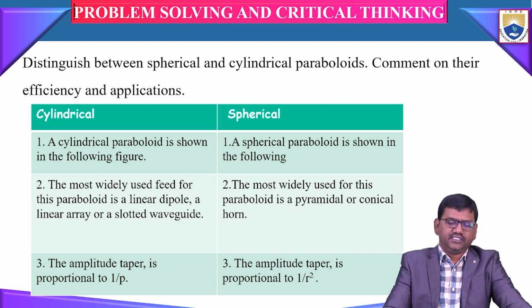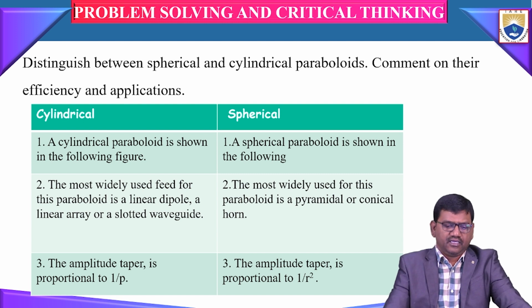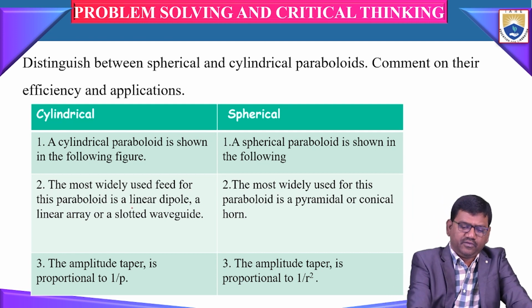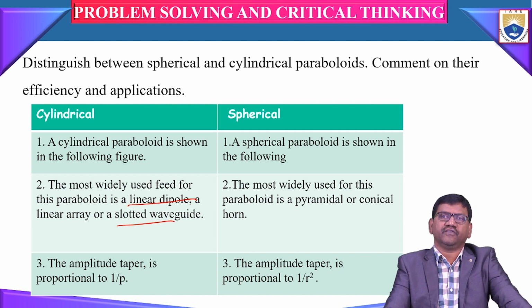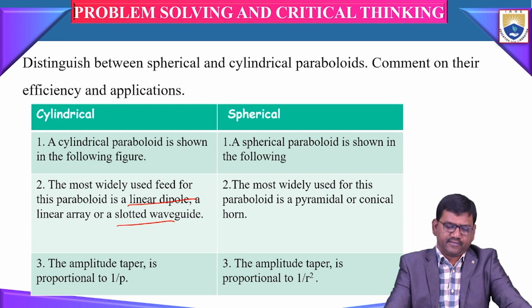Now let us see the differences between the cylindrical and the spherical. A cylindrical paraboloid: the most widely used feed for this parabola is a linear dipole. In cylindrical, we use a linear dipole or linear array or slotted waveguide. A waveguide is a device where a total internal reflection takes place. It is used as a device to produce microwave frequencies, and it is closed at one end and open at the other end.